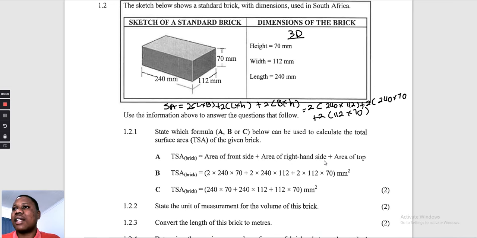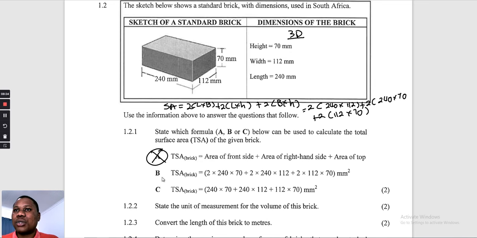So if we check the first one, it says the area of the front plus the area of the right hand side plus the area of the top. So definitely this one is out. Why am I saying this is out? This is not calculating the surface area. It is only calculating the area of 3 sides. But on this brick, we are having 6 sides, okay?